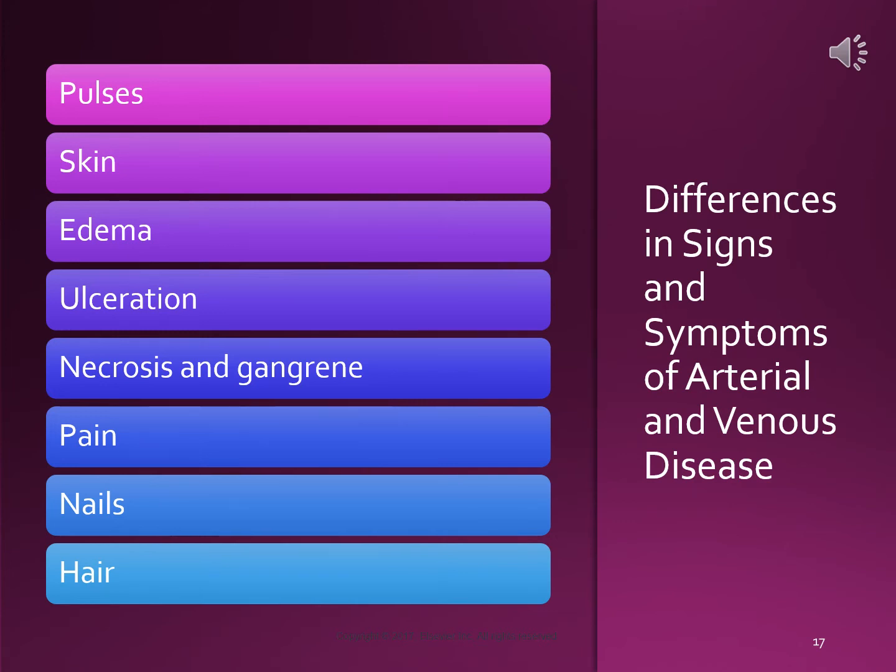Nails are not such a big deal in venous disease. In arterial disease, those very thick nails. And then hair: not a lot of hair that you see with venous disease because you have that thick skin, but with arterial disease, there is no hair. You just have hairless, shiny skin.